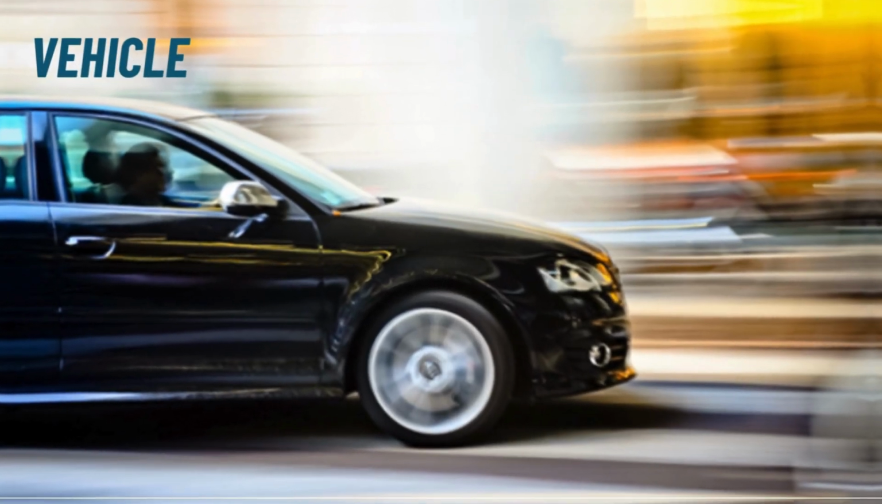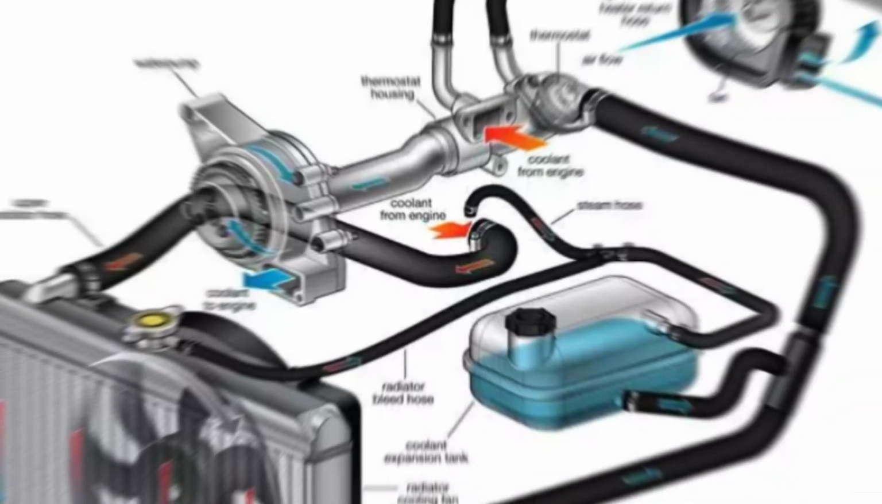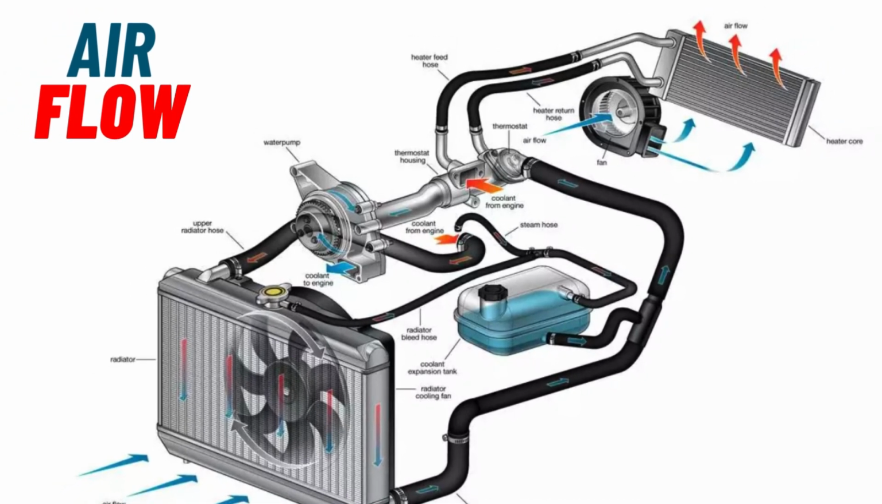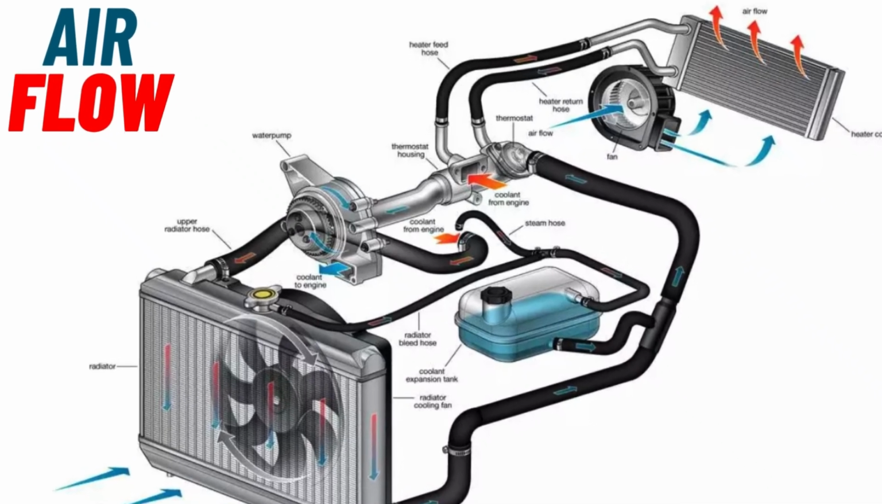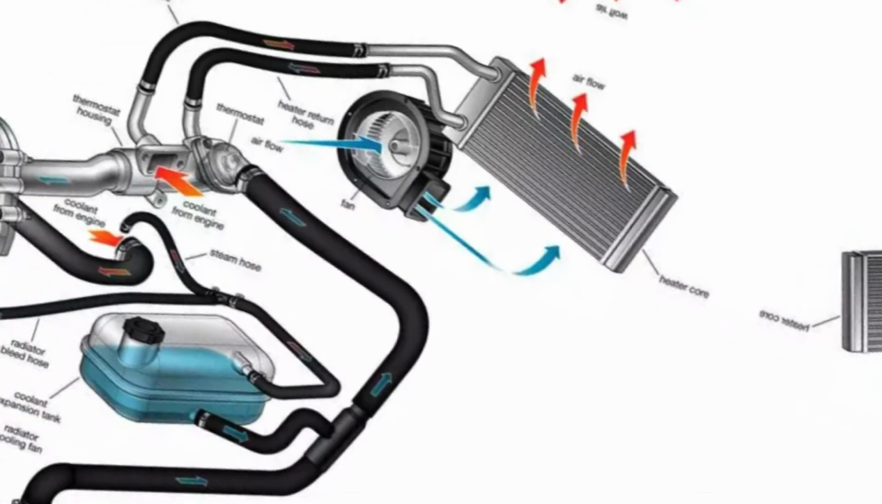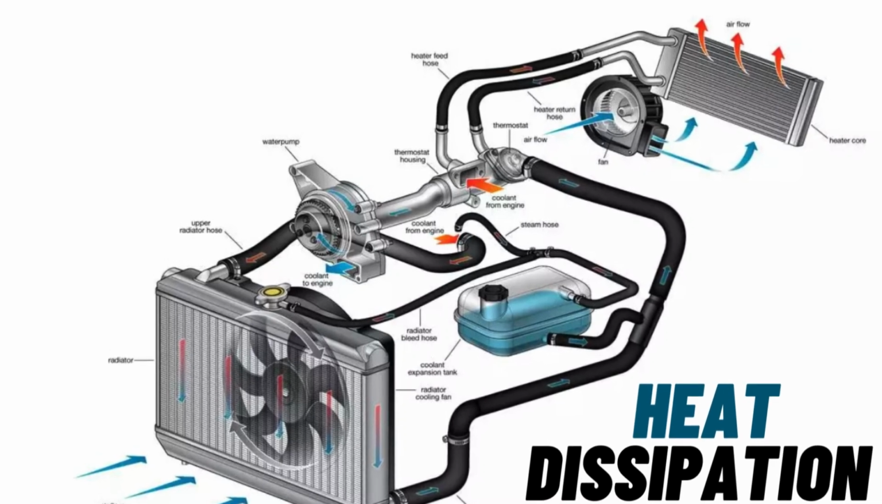The airflow. Number 1. Vehicle movement. As the vehicle moves, air naturally flows through the grille and across the radiator's surface. This airflow removes heat from the radiator fins, enhancing the cooling process. The faster the vehicle moves, the more air flows through the radiator, increasing the heat dissipation rate and helping to keep the engine temperature in check.